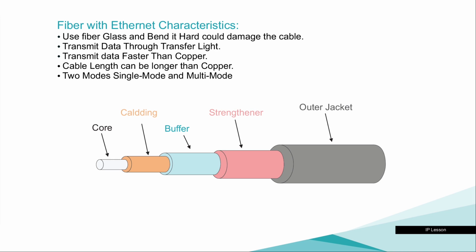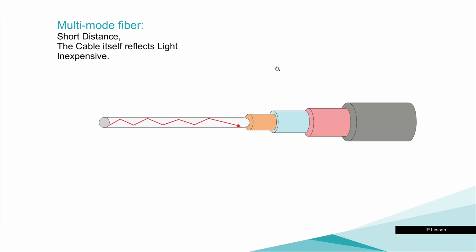The fiber cable comes in 2 types: single mode and multi-mode. The multi-mode will be used for short distances, and the core itself reflects light. The source light for the multi-mode cable will be an LED, and when the light reaches the core, it will reflect and will not go in a straight line, as we can see in our picture. This type of cable is inexpensive.